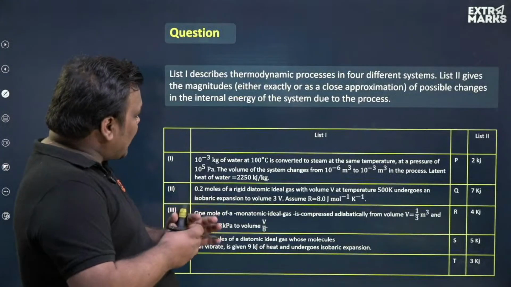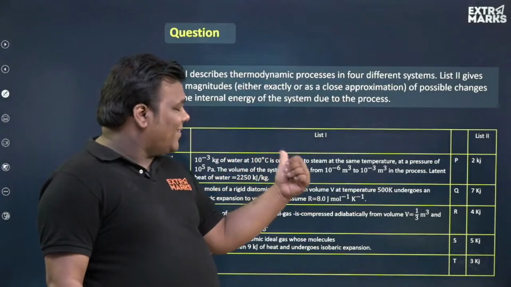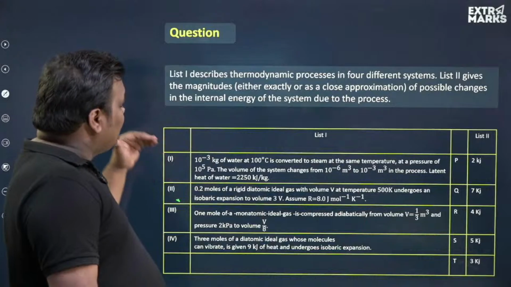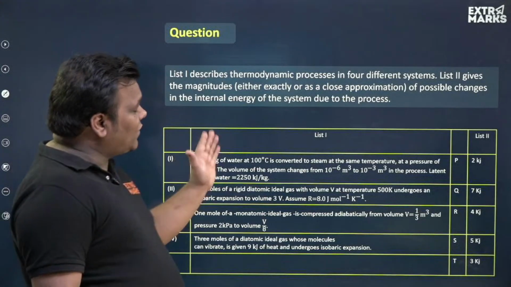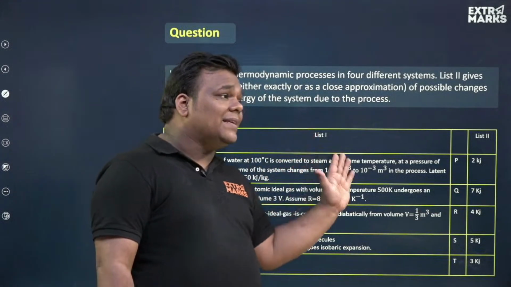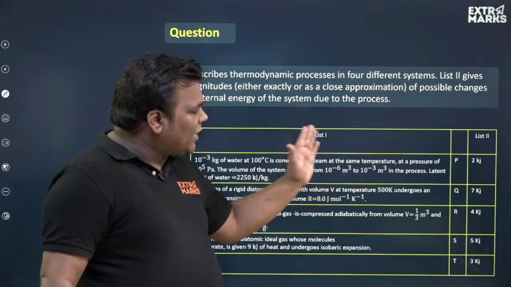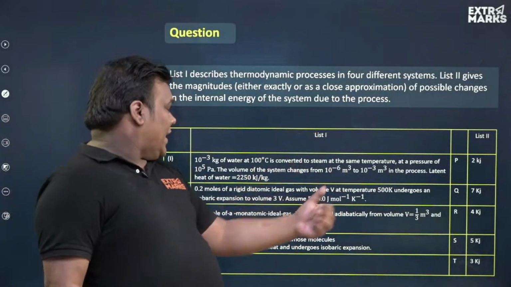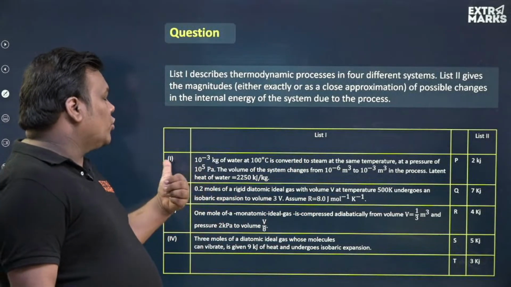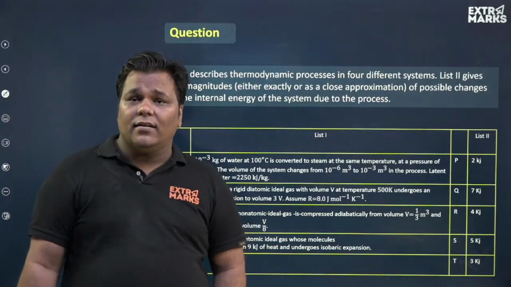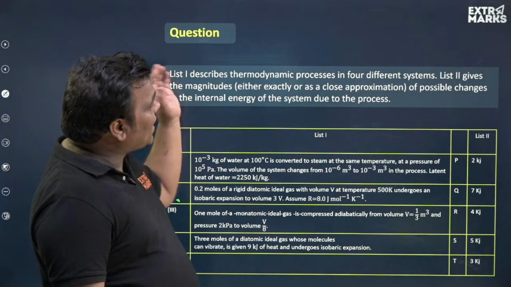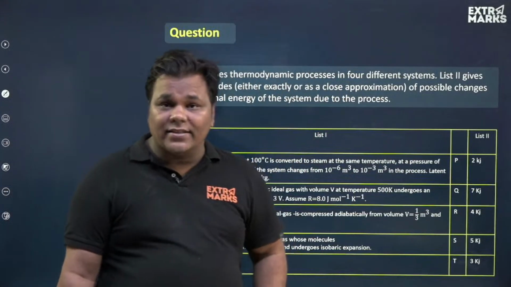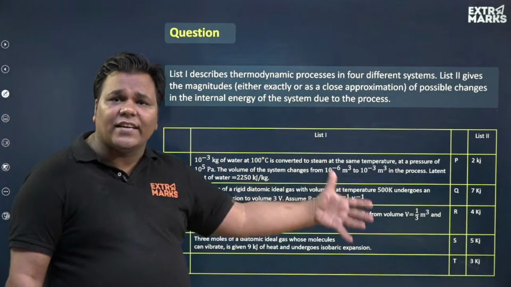10 to the power minus 3 kg of water at 100 degrees Celsius is converted to steam at the same temperature at a pressure of 10 to the power 5 Pascal. The volume of the system changes from 10 to the power minus 6 meter cube to 10 to the power minus 3 meter cube. That means volume is increasing. Latent heat of water is 2250 kilojoule per kg. So he is asking what is the magnitude of the change in internal energy. See, this is a phase change involved.